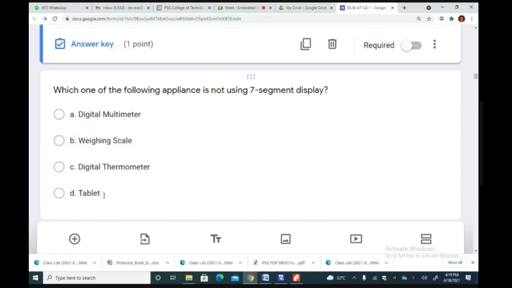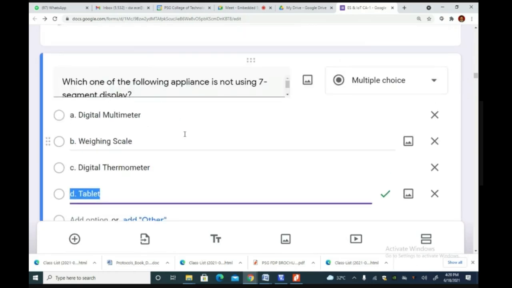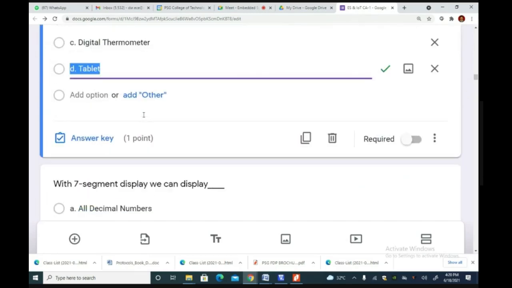So tablets use a graphics LCD display. But digital multimeter, weighing scale, and digital thermometer use only 7-segment displays. Tablets are displaying a lot of audio and video, hence they have a graphics display. So tablet is the right answer for this question. Which appliance is not using 7-segment display?